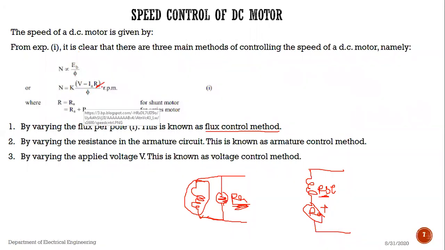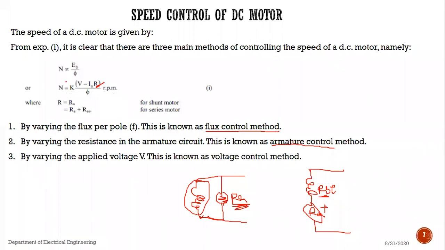But this resistance value is for the armature circuit. That's why we say this method is known as the armature control method. By varying the value of resistance, we are varying the armature current, and once we vary the armature current, we can easily vary the speed. This is another method, armature control. Why? Because the resistance present in the armature circuit is varied by using a rheostat.